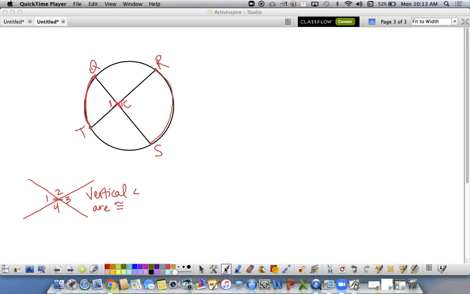It's the average. Okay? So if I know arc Q to T is, we're going to say 75 degrees. And we're going to say arc R to S is 95 degrees. Can we find the measure of angle 1? Okay? In your book, in the theorem, it says the measure of angle 1 is equal to 1/2. I don't know what letters they use. They don't use mine, so I'm going to use my letters. The measure of QT plus RS.